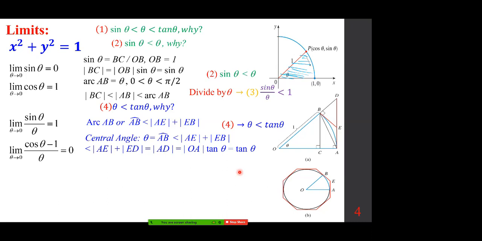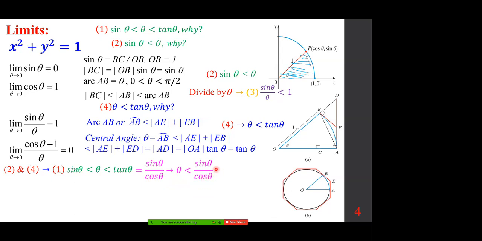Now, let's put 2 and 4 together. Sine theta is less than theta and less than tangent theta. In other words, we just proved that one. Now, what is tan theta? Everybody knows it's sine over cosine, right, class? So theta is less than, never mind tangent, sine over cosine. Theta is less than sine over cosine.